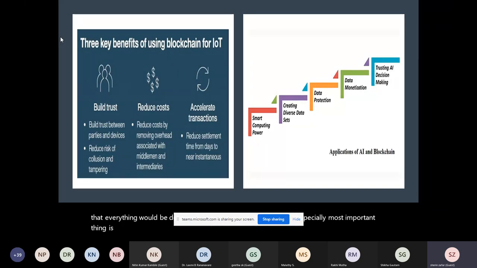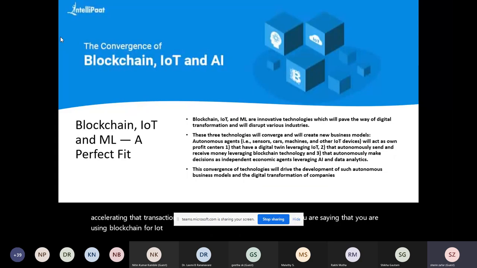For example, as I told you, there would not be one person or one party involved in the transaction. There will be a number of technologies and a number of parties required for those transactions when we are talking about supply chain management. So accelerating that transaction plays a very, very important role when you are using blockchain for IoT. Then, talking about blockchain, IoT and AI.